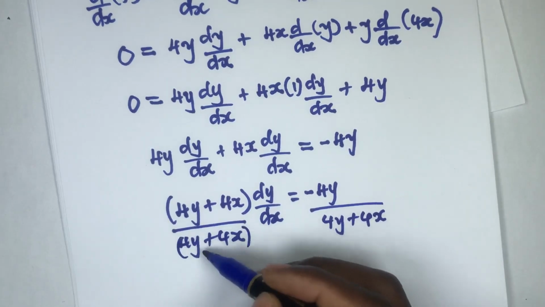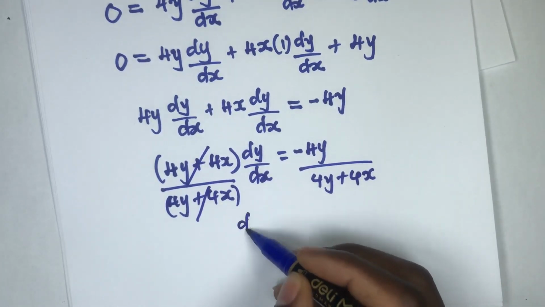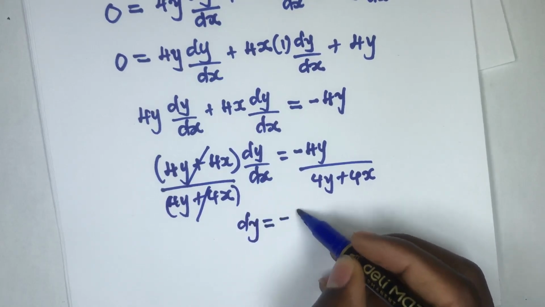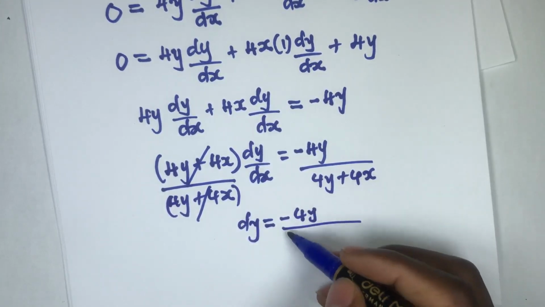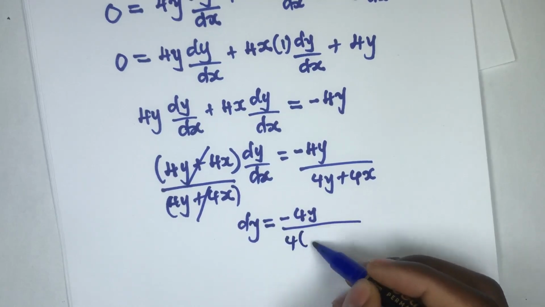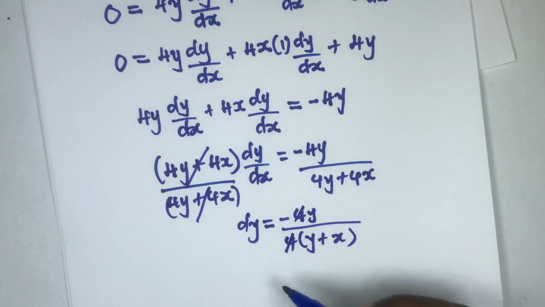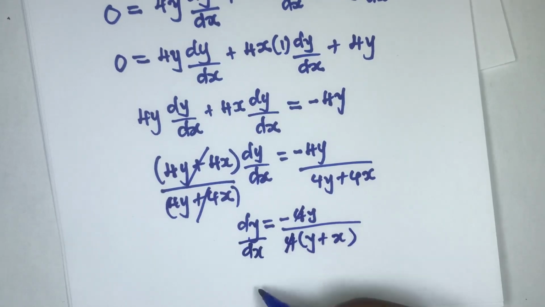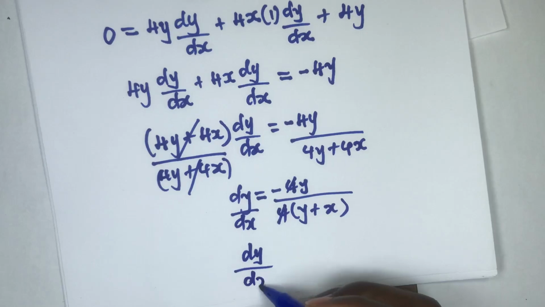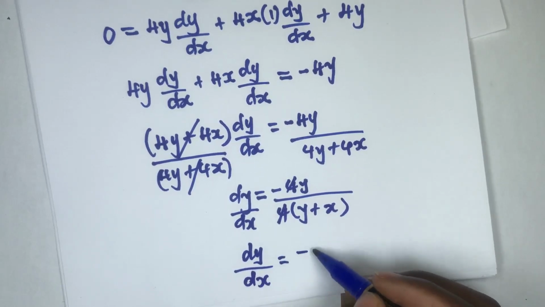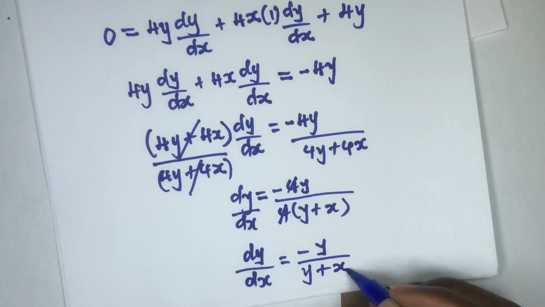So this side, this and this will cancel. We're going to remain with dy/dx equal to negative 4y divided by, so down there we've got 4 which is common there, we can just factor out the 4. So 4 open brackets y plus x there, so this 4 and that 4 there can cancel, so this is dy/dx. So then our dy/dx there is equal to negative y divided by y plus x there.